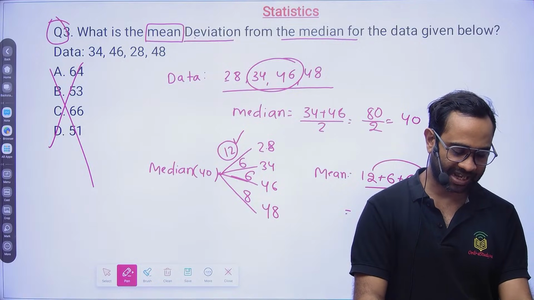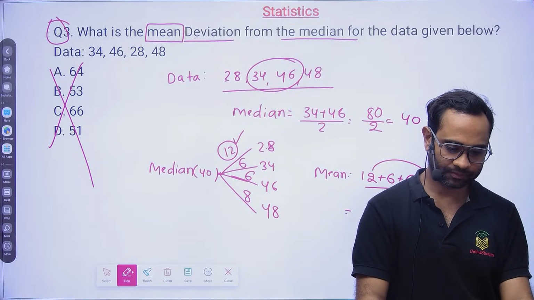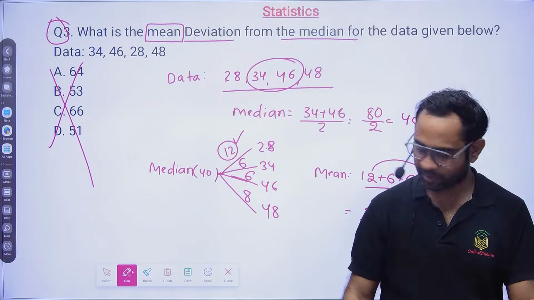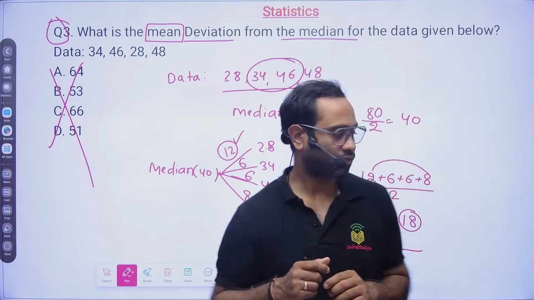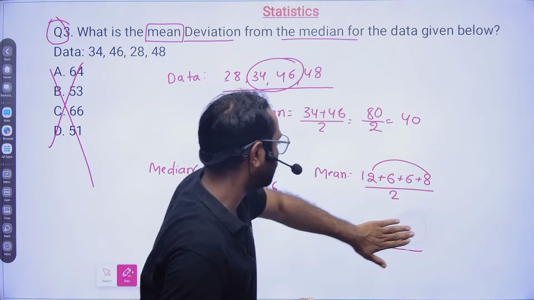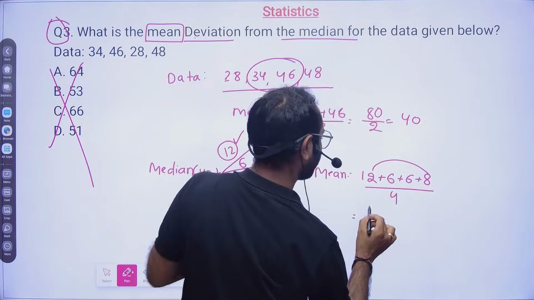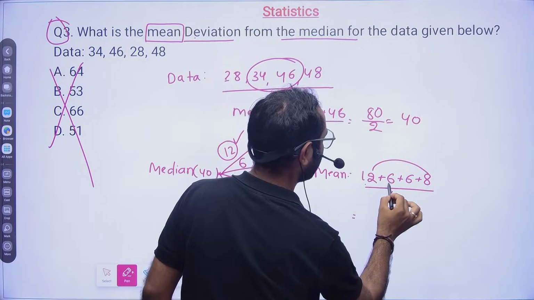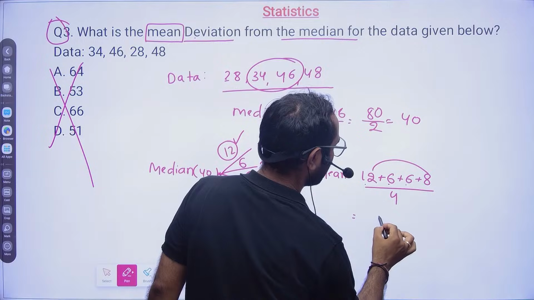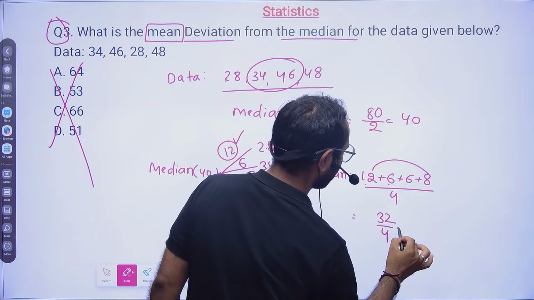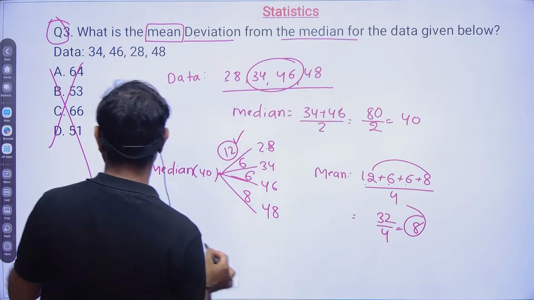Okay, clear for everyone? Why divide by 2? Okay, so I'm sorry, I divided by 2. It should be divided by 4. So 18 plus 6, 24, 32 by 4, it will be 8. I'm really sorry. So it will not be 18, it will be 8.